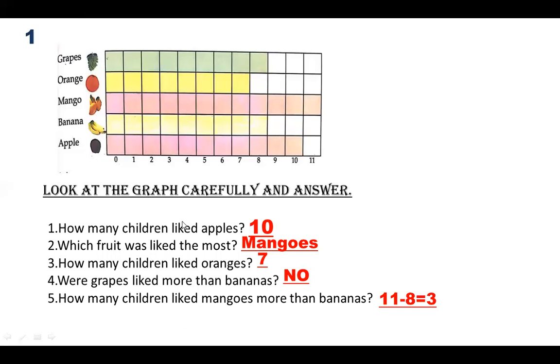10. Which fruit was liked the most? Mangoes. How many children liked oranges? 7. Were grapes liked more than bananas? No. How many children liked mangoes more than bananas? Just 3 children. See, from here you have to count the same line, 1, 2, 3. Okay? Clear, children? Yes.